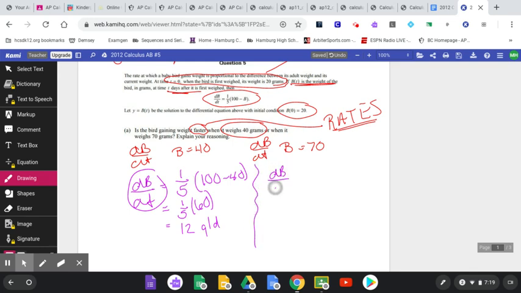dB/dt is equal to 1/5 times 100 minus 70. So dB/dt is equal to 1/5 of 30, so that's 6 grams per day. So just make sure you answer the question, is the bird gaining weight faster when it weighs 40 grams or 70 grams? Definitely at 40 grams.